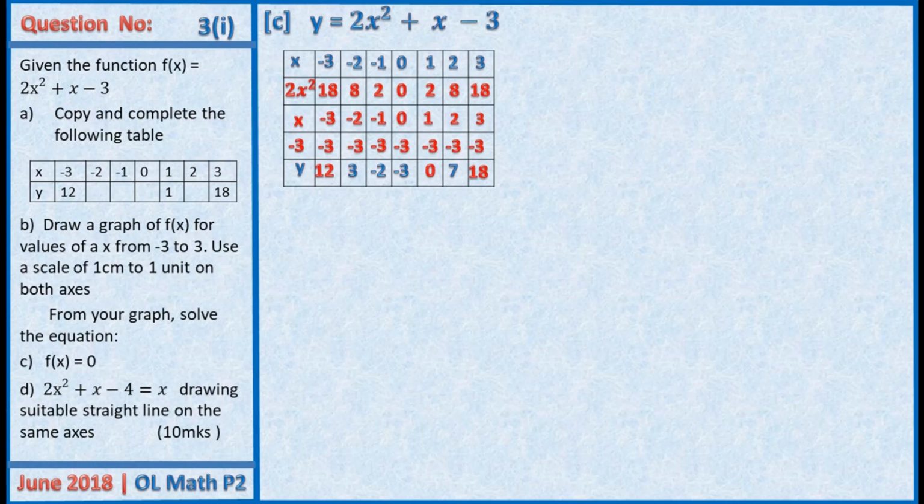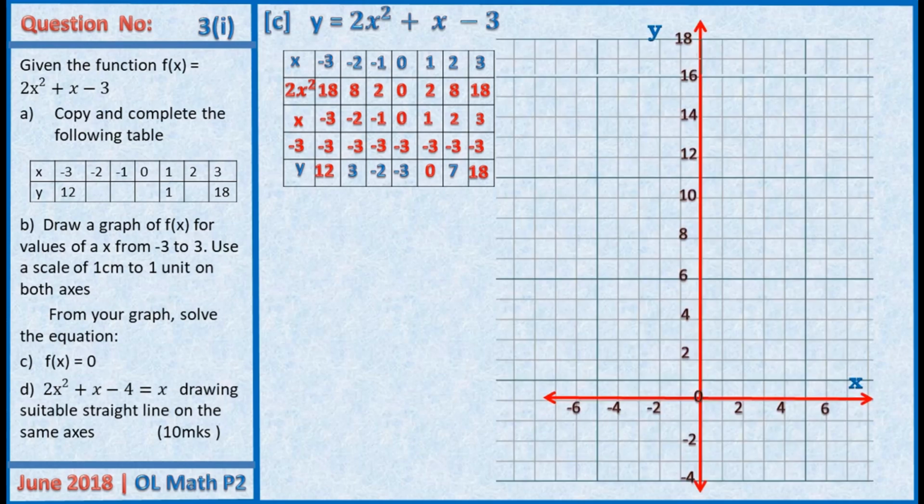B. Draw the graph of f of x, for values of x from minus 3 to plus 3. Here the scale has been given. When the scale is given, you must use it. And the scale here is using a scale of 1 centimeter to 1 unit on both axes. So we have 1 centimeter is equal to 1 unit on both axes. We now plot the points.